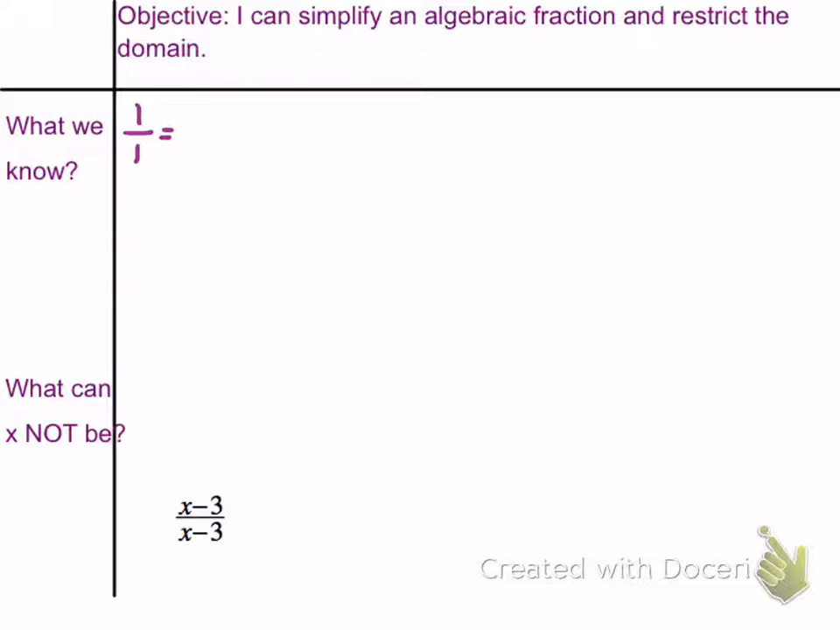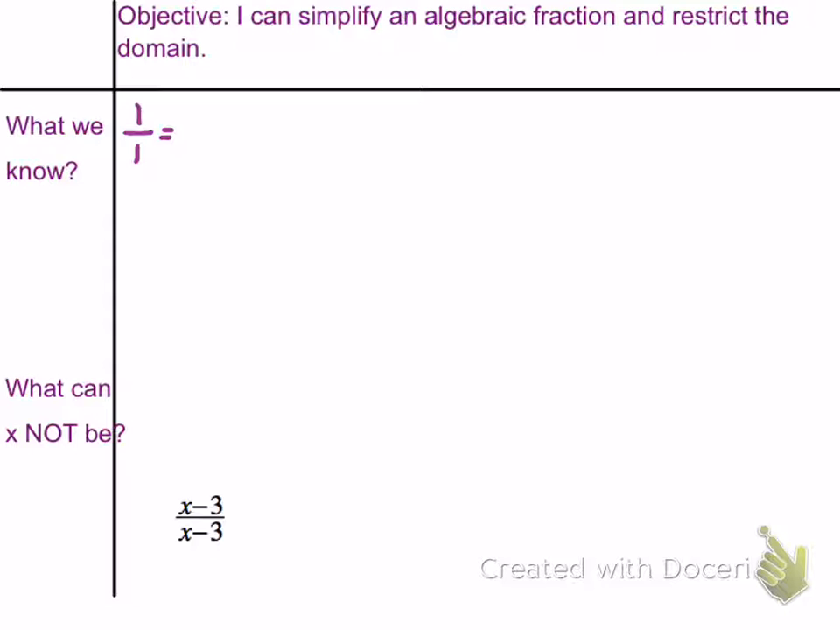And so what I want you to do is take out your notebook and flip to the section where you're taking your Cornell notes, and we're going to do this objective, which is I can simplify an algebraic fraction and restrict the domain. We're going to talk about what we know already, what x can't be. We're going to do some examples all together, write some steps out, and then you'll have some to try on your own. Okay? Here's what we know already.